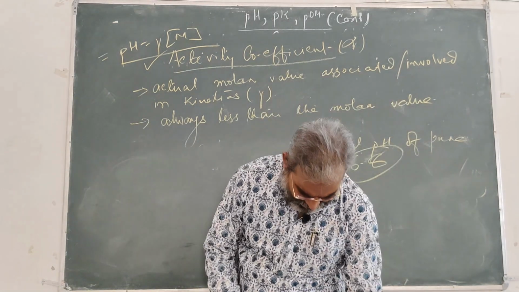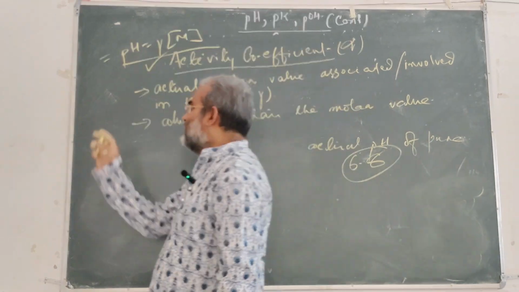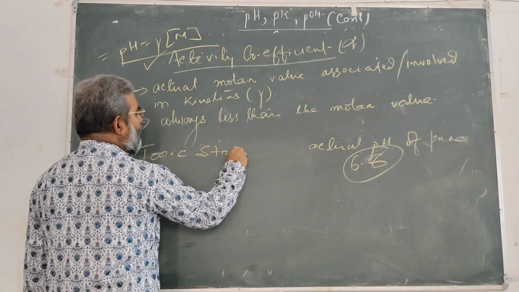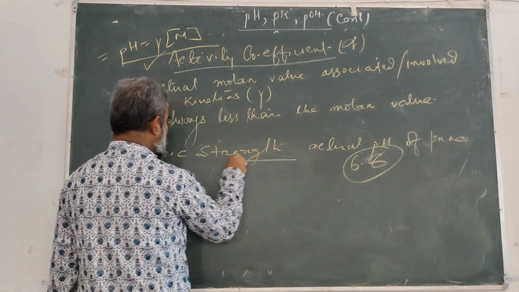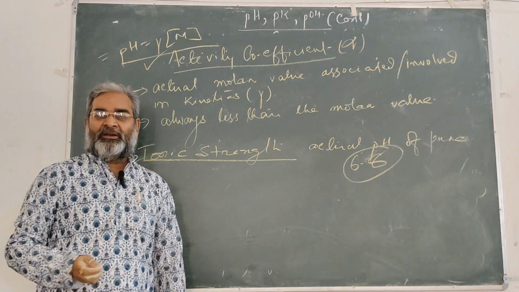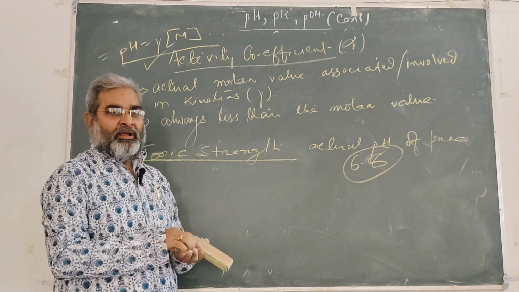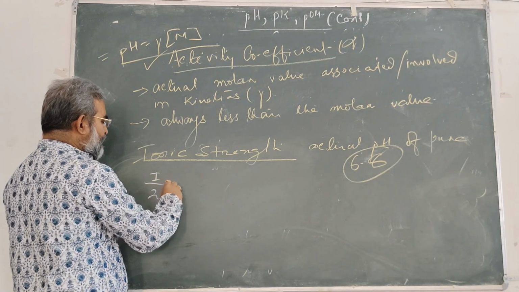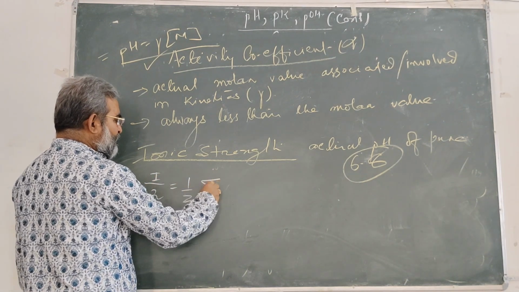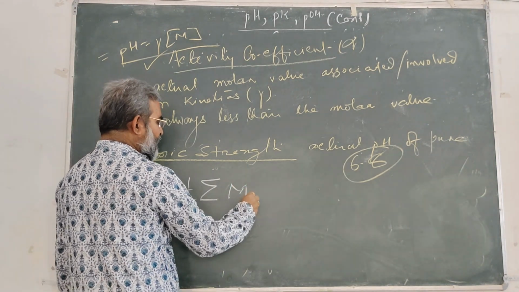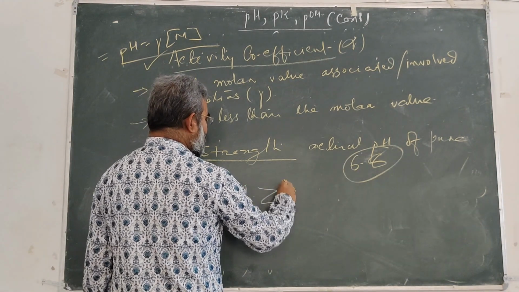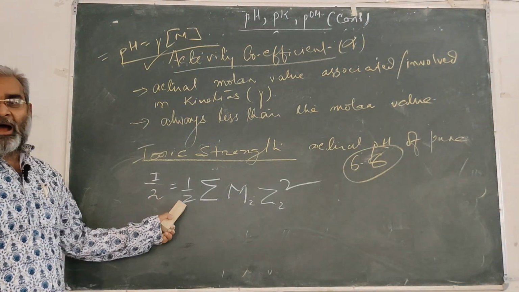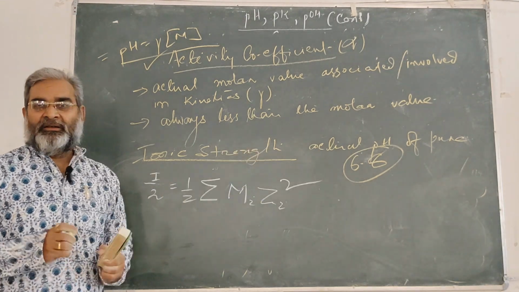Now the second one is ionic strength. Then the next one is the ionic strength. And ionic strength is represented by I equals 1/2 summation mi Zi square. I equals half summation mi Zi square.